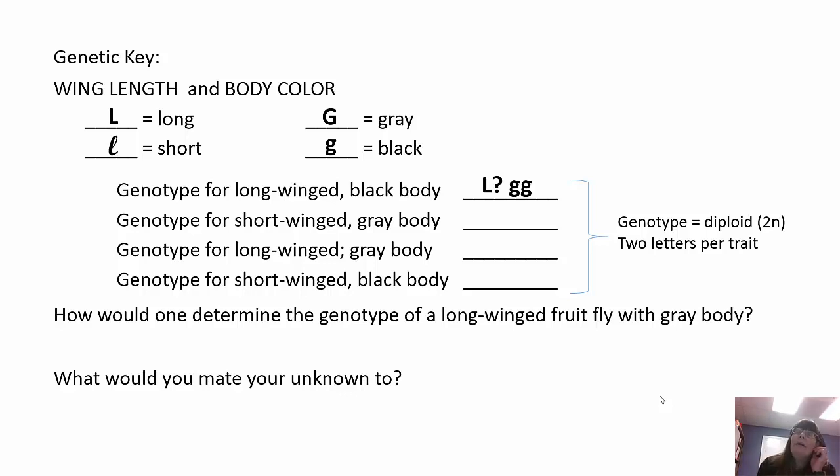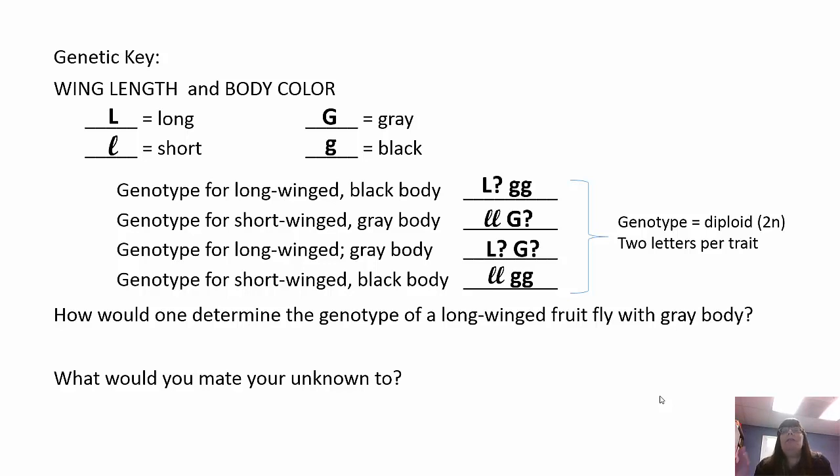Short-winged gray body. Now again, short is recessive, so we know that has to be little l, little l. But gray is dominant, so we know it's big G, but then we don't know what the other one is. For a long-winged gray body, now we don't know either actual genotype. So we know there has to be a big L and a big G, but just the simple presence of that big L and big G makes it dominant. Short-winged black body, however, we know both because those are both recessive traits. So it's 2 little l's and 2 little g's.